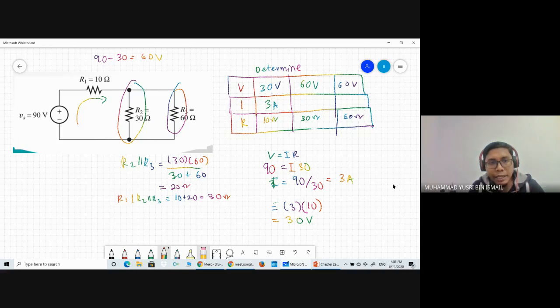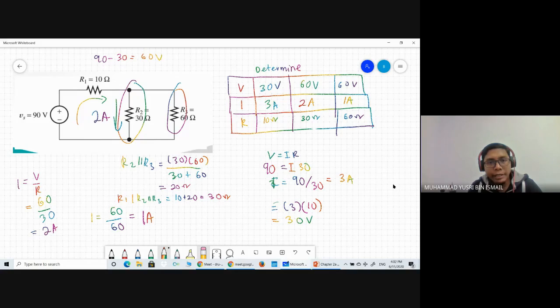However, in a parallel circuit, the current is not equal to each other because the current is split. So again using V equals IR, I is equal to voltage over resistance. The voltage is 60 divided by R equal to 30, so you will get 2 ampere. And for R3, I equals 60 divided by 60 equals 1 ampere. So basically the current flowing into R2 and R3 is split: this one is 2 ampere, this one is 1 ampere. And the total current I total is equal to 3 ampere.